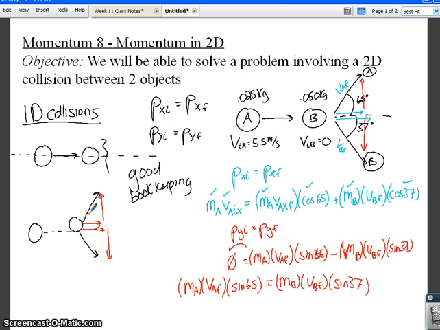So, like I said, there is nothing new in this video. We still have the same momentum equations. It's still all the same stuff. The issue is realizing that if something is at an angle, it has momentum in the x and momentum in the y.